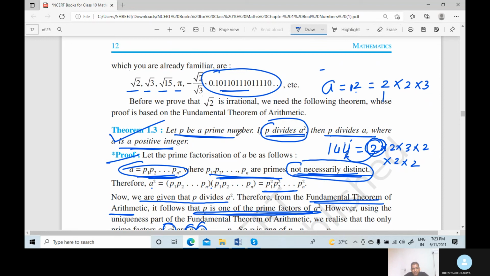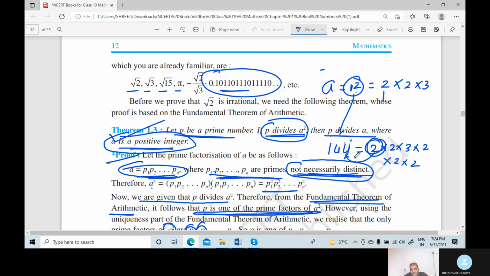Okay, P be a prime number. If P divides A square, then P divides A, where A is a positive integer. So first we suppose A is a prime number. Here we suppose 12 is a prime number? No, 12 is not. We select any positive integer A. We convert to prime factorization: 2 into 2 into 3. Now the square of 12 is 144. So 144 factors as 2 into 2 into 3 into 2 into 2 into 3.